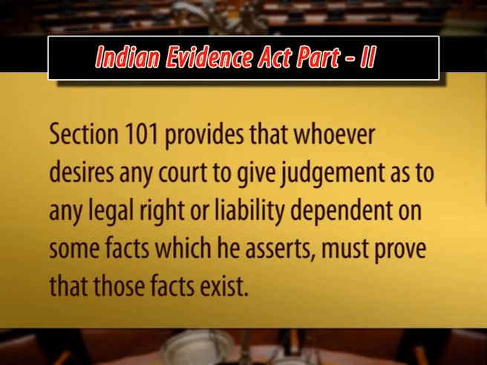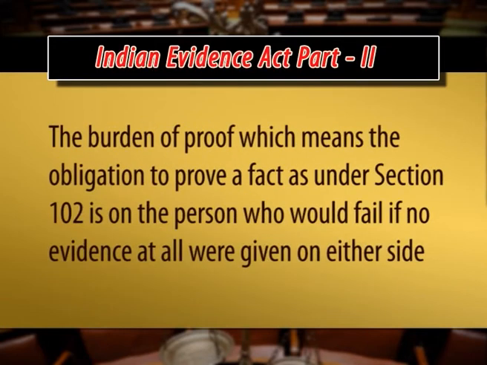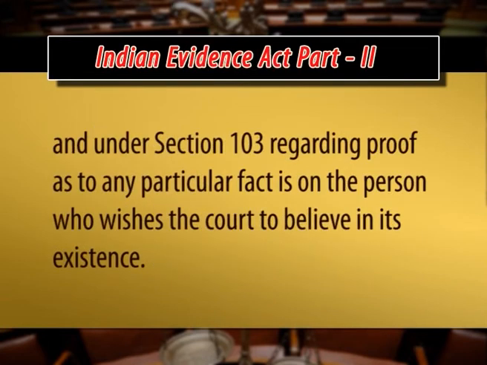Section 101 provides that whoever desires any court to give judgment as to any legal right or liability dependent on some facts which he asserts must prove that those facts exist. The burden of proof, which means the obligation to prove a fact, as under section 102, is on the person who would fail if no evidence at all were given on either side, and under section 103, regarding proof as to any particular fact, is on the person who wishes the court to believe in its existence.